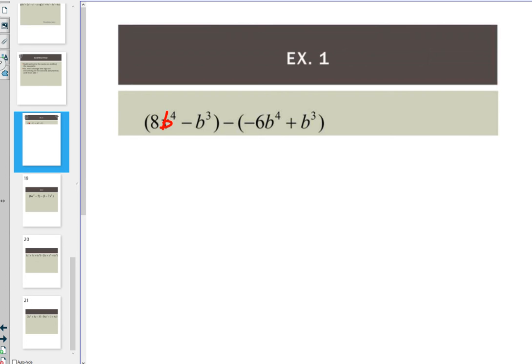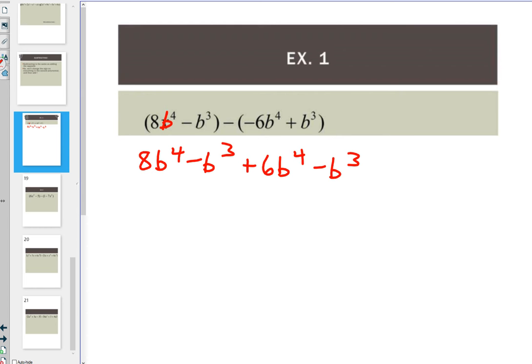when you subtract, as long as the parentheses does not have a negative in front, you could just write everything in there the same. But if you do have a negative in front of your parentheses, then every sign inside that parentheses has to change. So negative 6b to the 4th would have to become positive 6b to the 4th. Positive b to the 3rd would have to become negative b to the 3rd. All the signs would have to change. And that's it. That's the only difference.